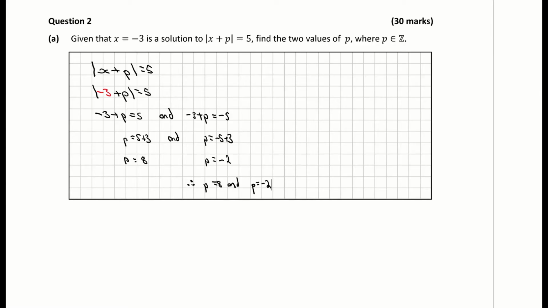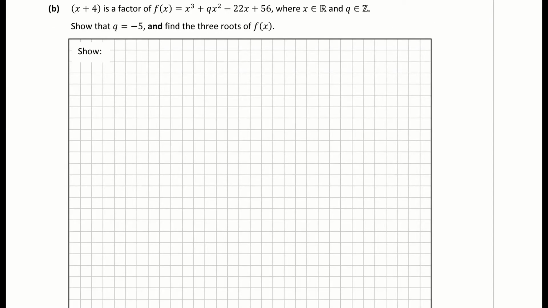Scrolling on down now to part B. So part B: x plus 4 is a factor of f of x, where x is an element of the reals and q is an element of Z, which is the integers. Show that q is equal to minus 5 and then find the three roots of f of x. A couple of different ways you can do this. In order to find the other roots, you can use long division.